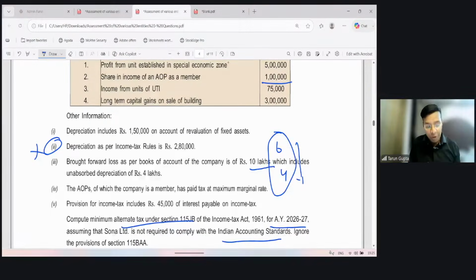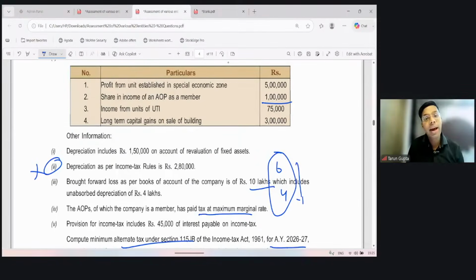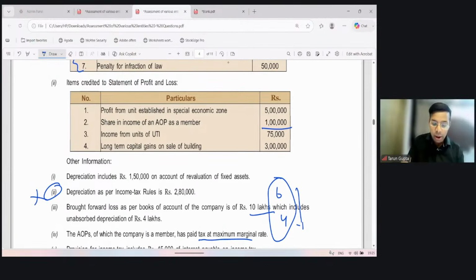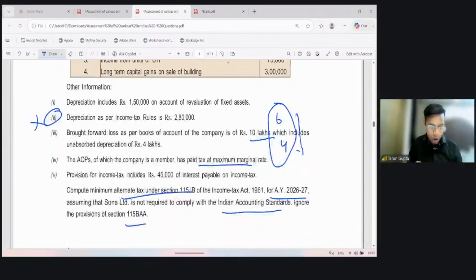The AOP of which the company is a member has paid tax at MMR. Now, since AOP has paid tax, such share of profit is exempt in the hands of the company. And since this income is exempt in Section 86, it is not liable for MAT. So I will reduce it.